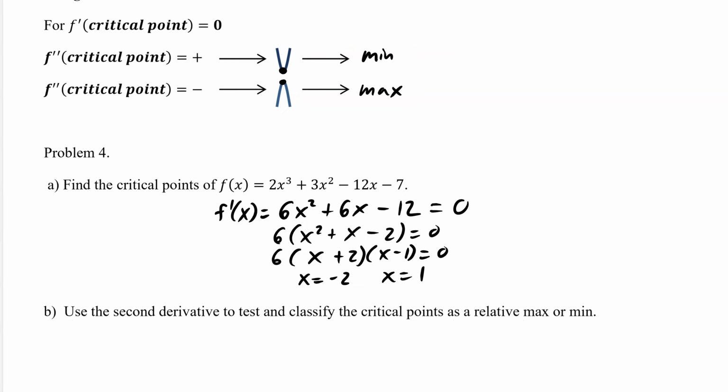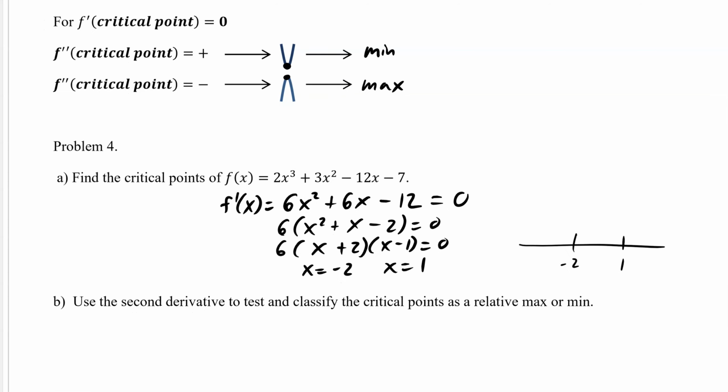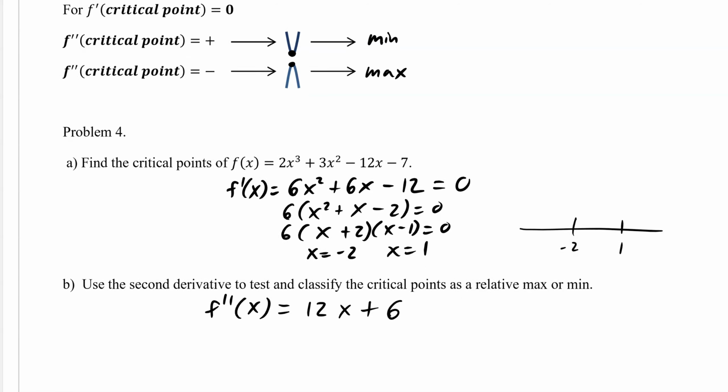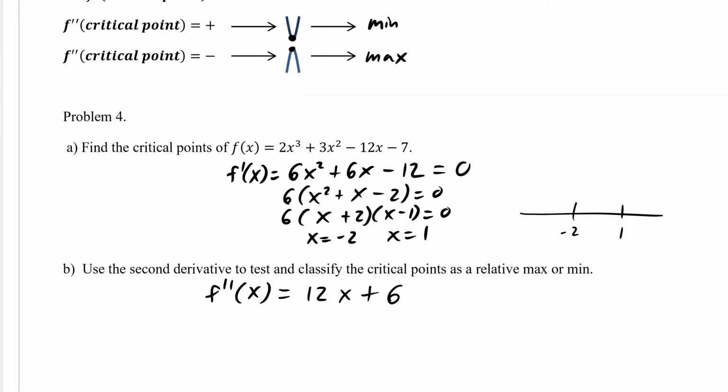So normally we would draw the line and then put them on there, -2 and 1, and then do the increase, decrease kind of thing, right? And find out if they're max or mins. So it's a little bit quicker now. So we're going to take a second derivative of our function. And so that would be 12x plus 6. And then you would want to set it equal to 0, but we're not finding points of inflection or increase or decrease. We're just looking for max and min.